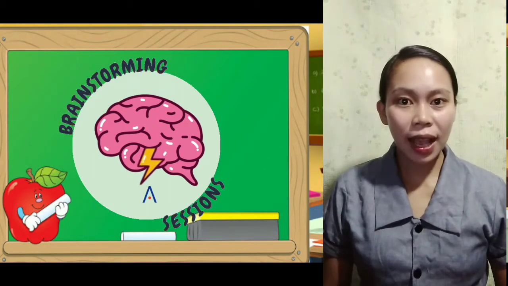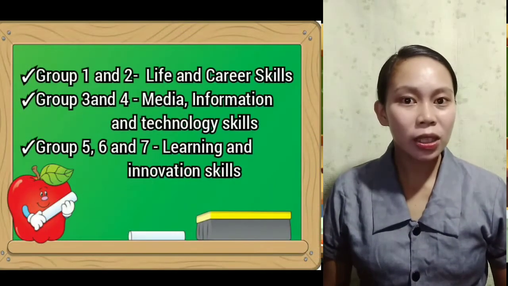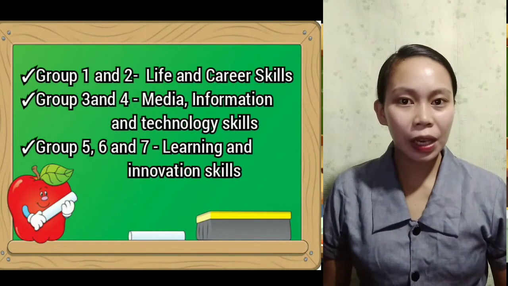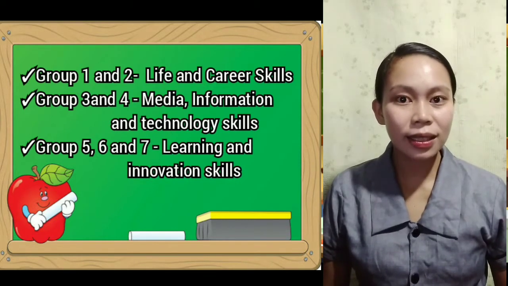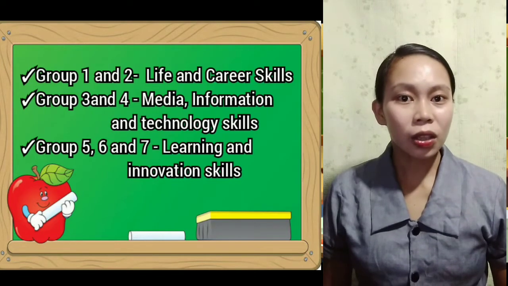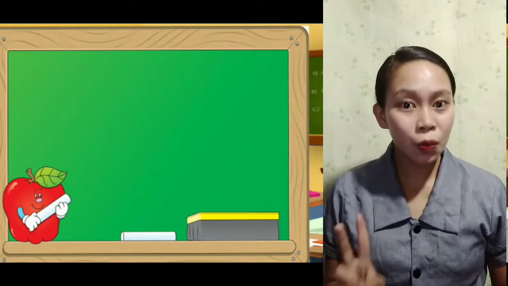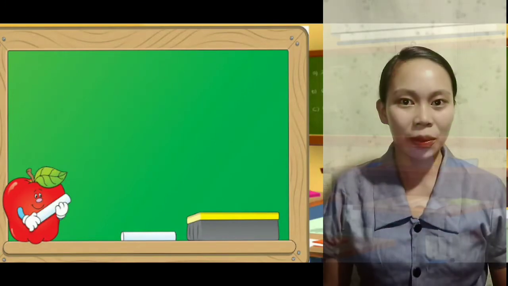The topics assigned in each group are the following: Groups 1 and 2, Life and Career Skills; Groups 3 and 4, Information, Media and Technology Skills; Groups 5, 6, and 7, Learning and Innovation Skills. I will give you 2 minutes to do the activity. Time starts now.